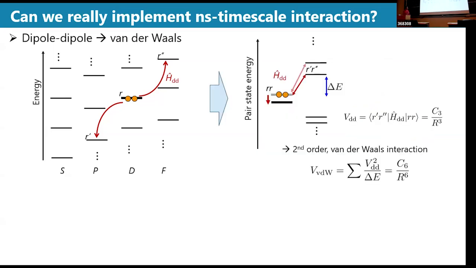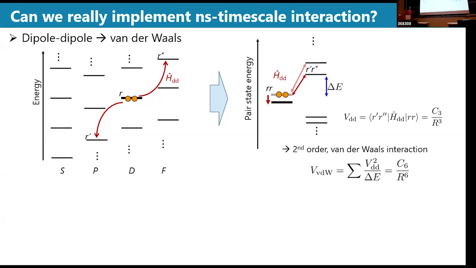If you describe this in terms of pure state energies, you can consider this the initial state R, and this the final state R prime, R double prime. Then in most cases, the initial state and final state don't have the same energy. So there is an energy gap delta E. Then what happens is that this dynamics doesn't actually occur, but there's second order perturbation, and in the end you have an energy shift of the initial state. This is called van der Waals interaction, a second order interaction, and the interaction strength is the dipole coupling squared divided by delta E.